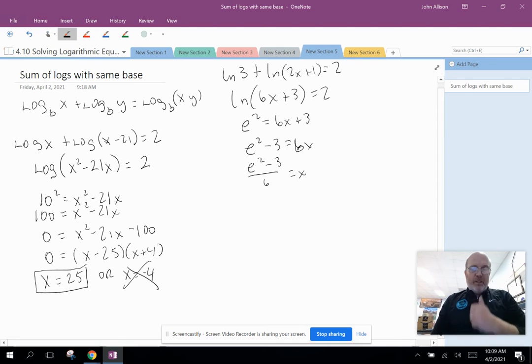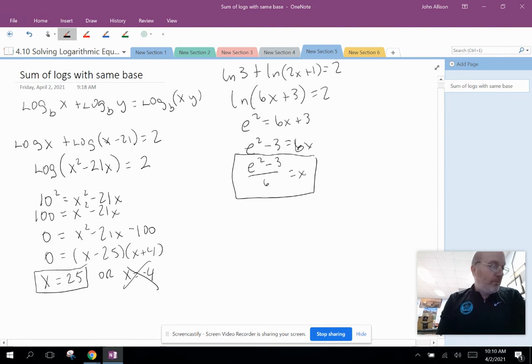Now we need to consider again, if we plug it in, we're going to get a positive number. Now e is 2.718, something like that. E squared is going to be a larger number than 3 because it's going to be larger than 4. So that's going to make this a positive number. And if I plug a positive number in, multiply by 2 and add 1, I'll get a positive number. So this is a valid solution.